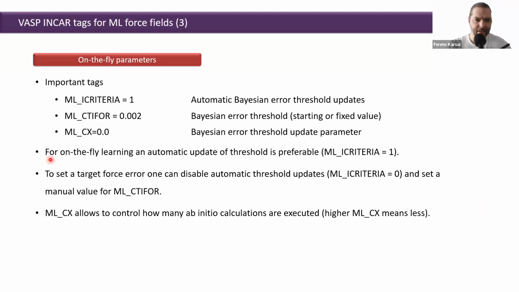And last but not least, I wanted to show you this parameter. There are 2 or 3 others, but I don't want to mention too much. This allows you to control how many ab initio calculations are calculated and how many local reference configurations are selected. So by setting this to a higher value, fewer ab initio calculations are calculated and vice versa. This tag is again more for experienced users, and sometimes if you want to get more accurate force fields than what you have already.